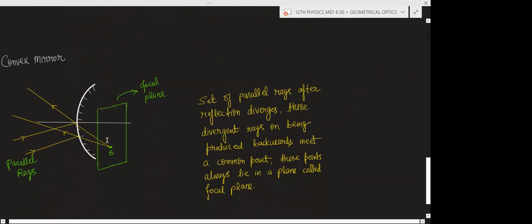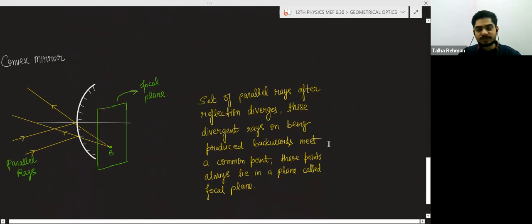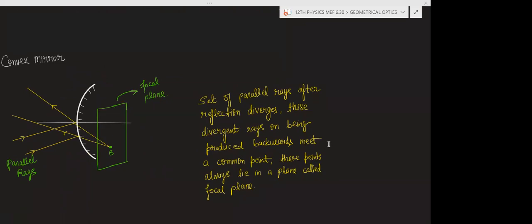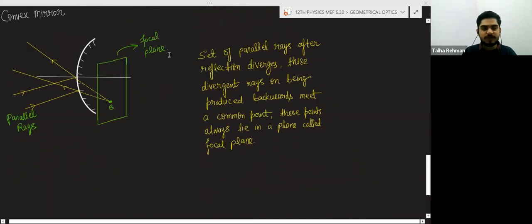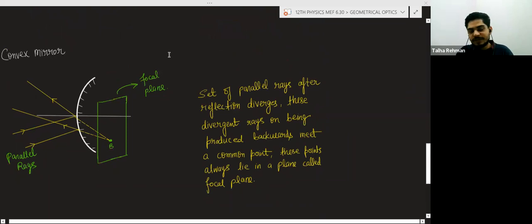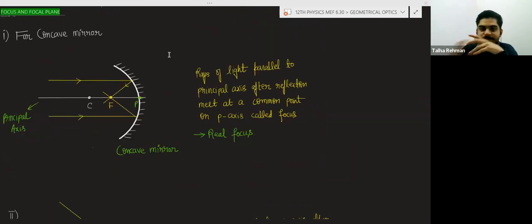Completed. Yes, sir. And Nabal, you also completed this. Yes, sir. Okay, so this is clear basically what is focus and what is focal plane. Focus is where parallel rays of light, parallel rays means rays that are parallel to the principal axis, meet at a common point on the principal axis. That is known as the focus.